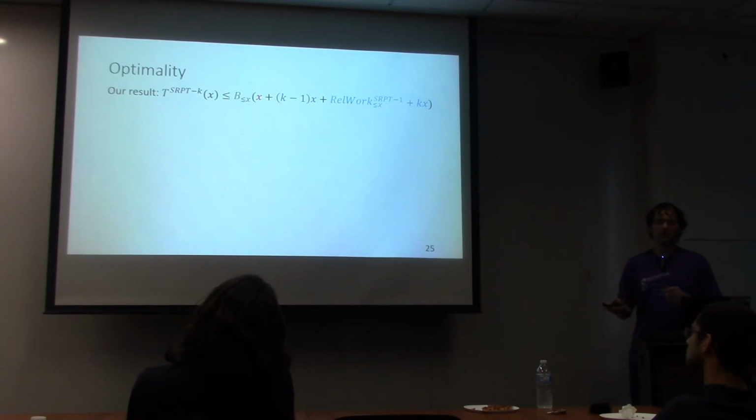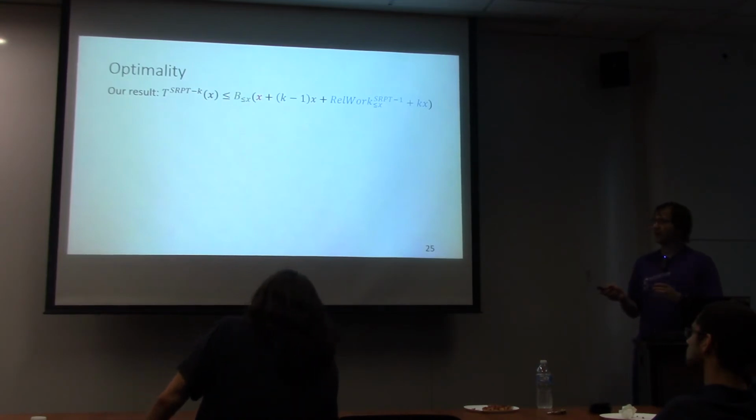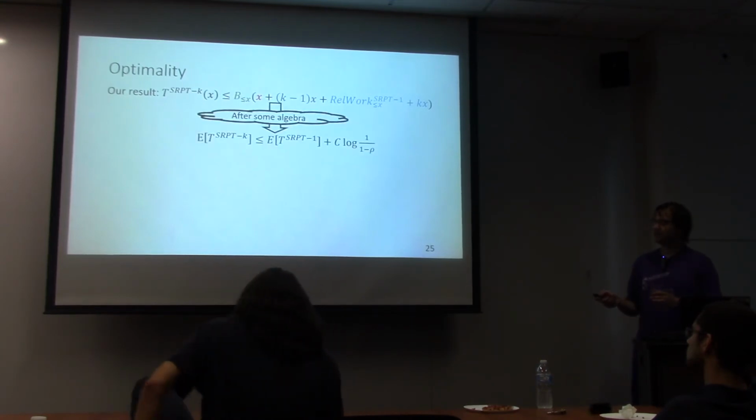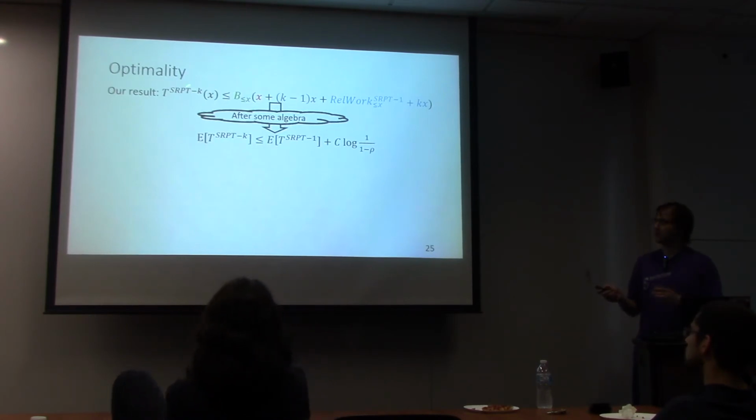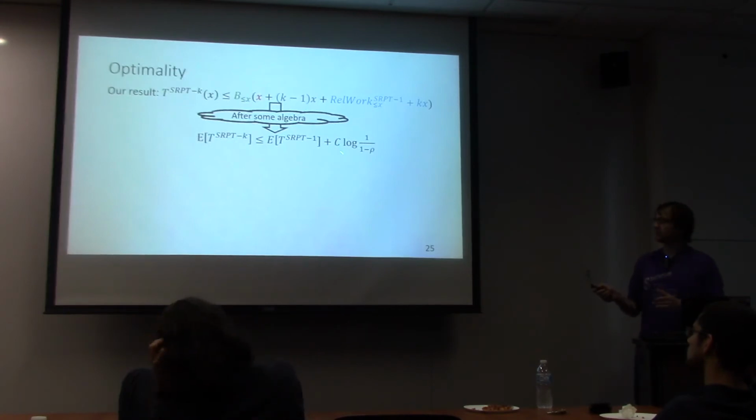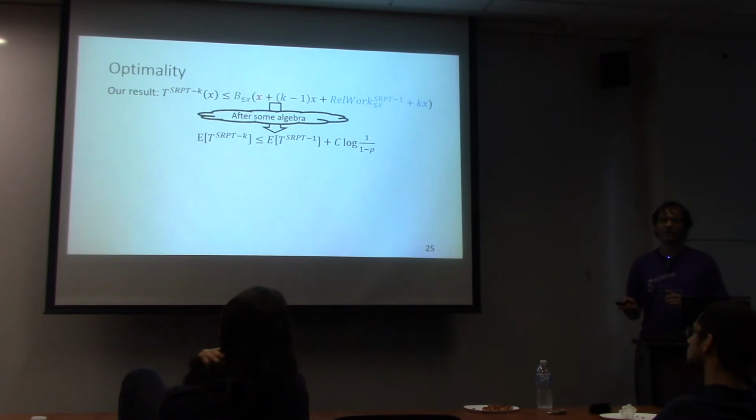So now we'll do some algebra, and what we can do with this bound is show that the mean response time over all jobs, not just the ones of size x, under SRPT-K is at most the mean response time under SRPT-1 plus this extra C log 1 over, some constant times the log of 1 over 1 minus rho, the load. All right, so this is our bound. What can we do with this bound?